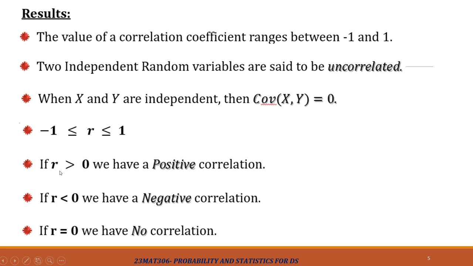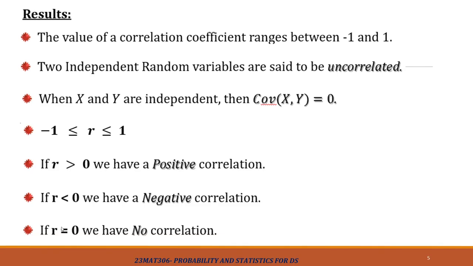We know that positive correlation means the variables travel in the same direction. That means the correlation coefficient r is always greater than 0. And negative correlation means r less than 0. And no correlation means that the correlation coefficient is equal to 0.